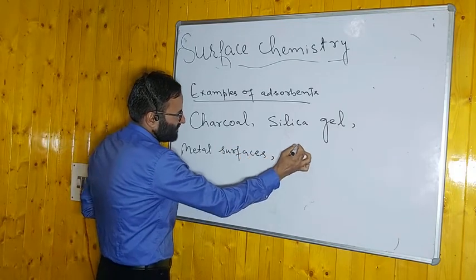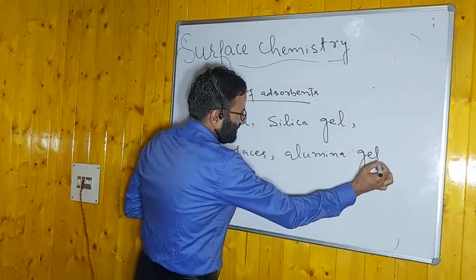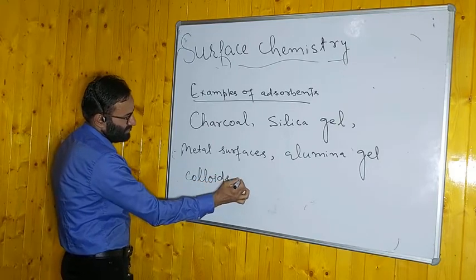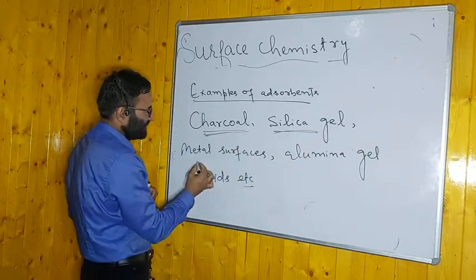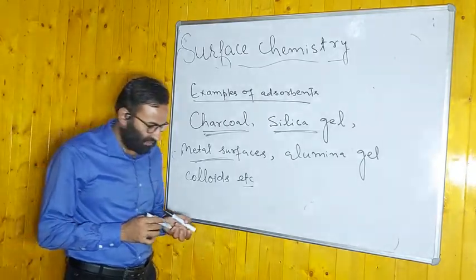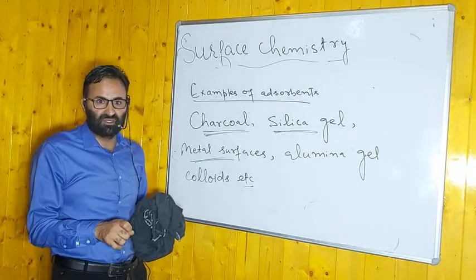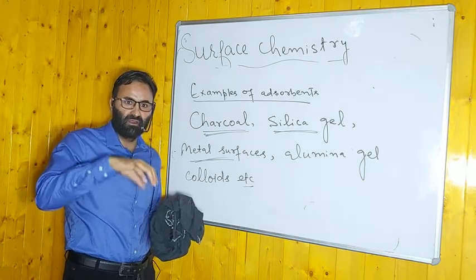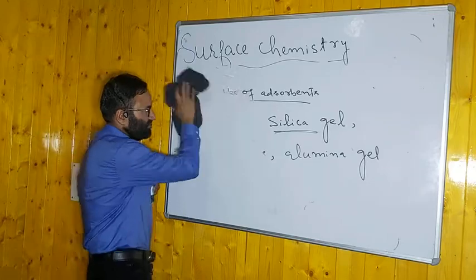You can also have alumina gel. You can have also colloids. Colloids can also act as adsorbents. You can mention these examples, but commonly used are charcoal, silica gel, or metal surfaces. It means that so far you have mentioned certain important points: surface chemistry, adsorption, desorption, adsorbate, adsorbent, occlusion. Remember this point, and you have to mention the examples of adsorbents so far.